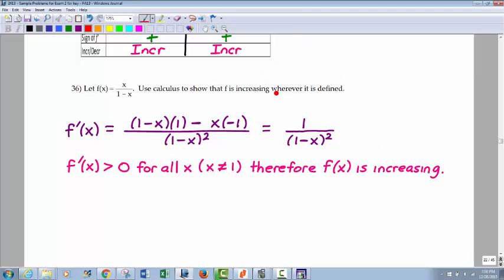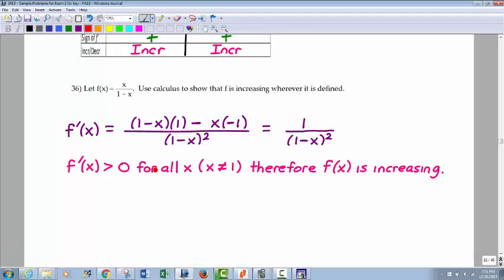Now notice it says wherever it's defined. It's not defined at 1. So anywhere outside of 1, in other words, from negative infinity to 1, and then from 1 to infinity. How do we know? Look at that 1 over 1 minus x squared. As long as you don't put 1 in there, anything in that denominator is positive because you're squaring it, and you already have a positive 1 on top, so you have positive over positive. So the derivative is positive everywhere. If the first derivative is positive, that means increasing.